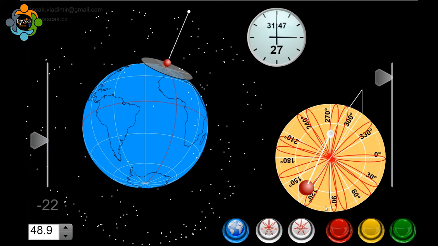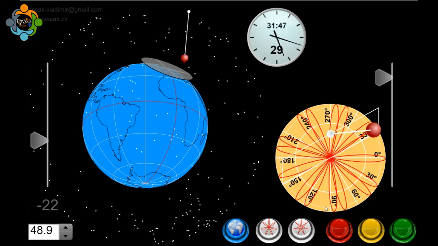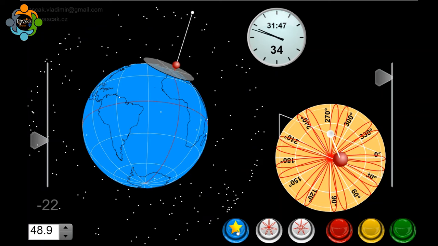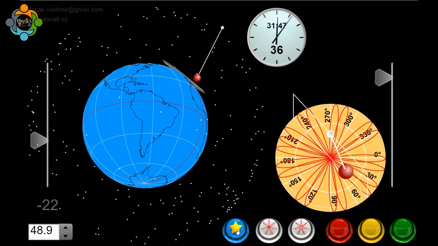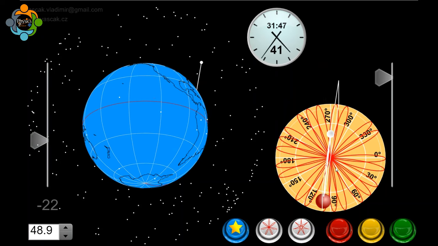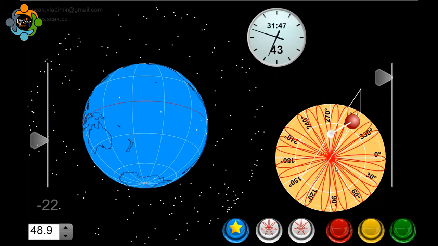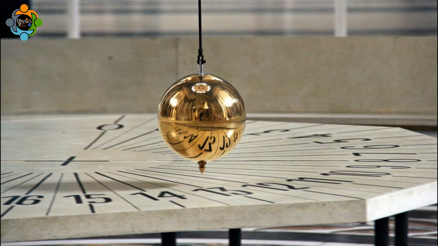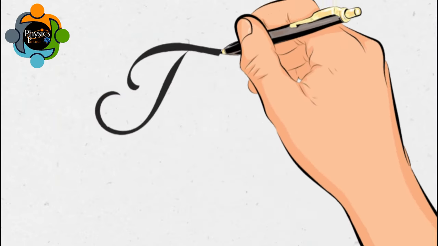From determining the latitude of a specific location with astonishing accuracy to providing evidence of Earth's rotation, the Foucault pendulum has revolutionized our understanding of our place in the cosmos. As we conclude this captivating exploration of the Foucault pendulum, we stand in awe of its historical significance, scientific importance, and ongoing applications. So I think it's enough for today.